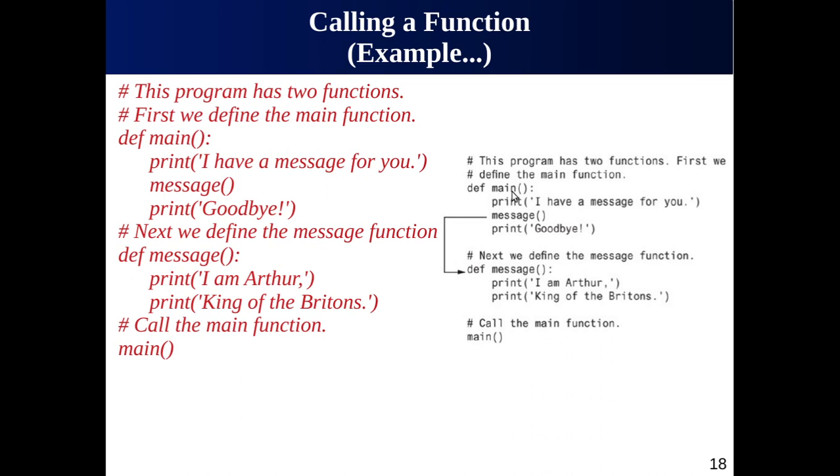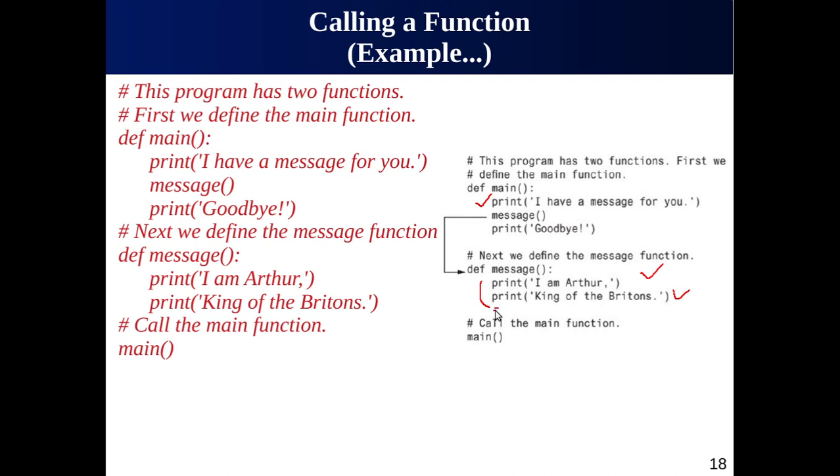The message function has been called inside the main function. After displaying this message, the interpreter will jump to the message function and execute its body. What is inside the body of this message function? "I am Arthur, king of the Britons." These two statements will be executed and displayed on the screen.